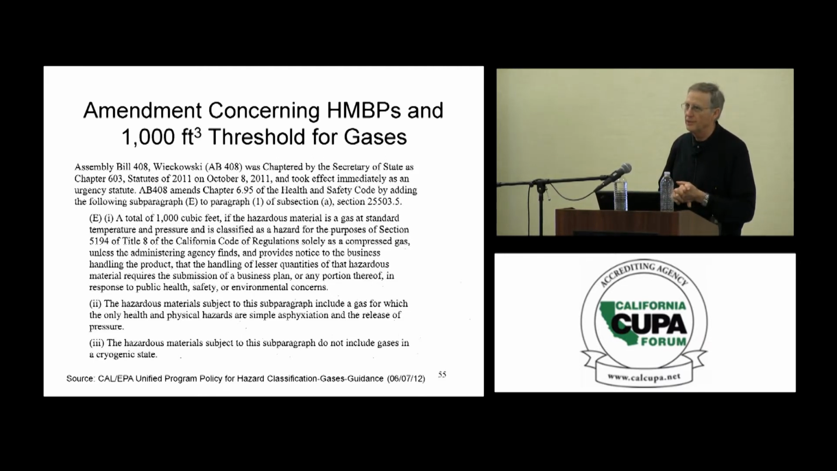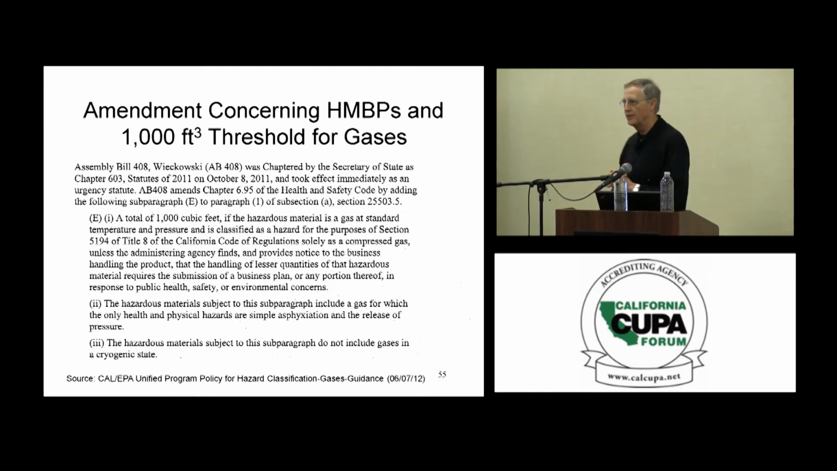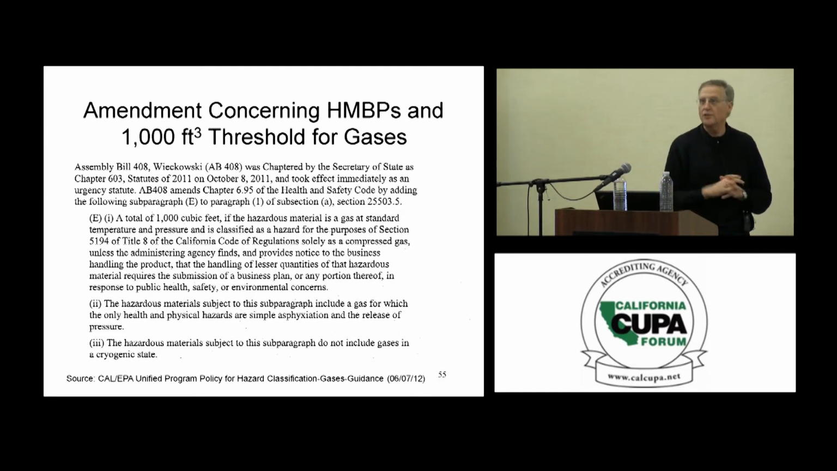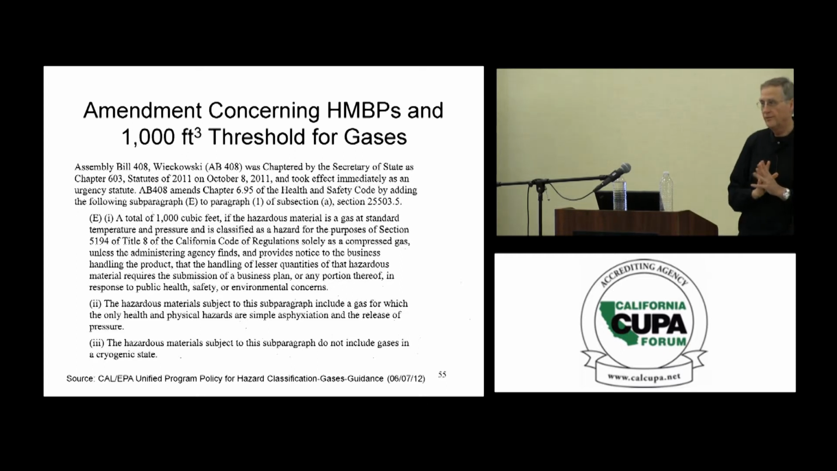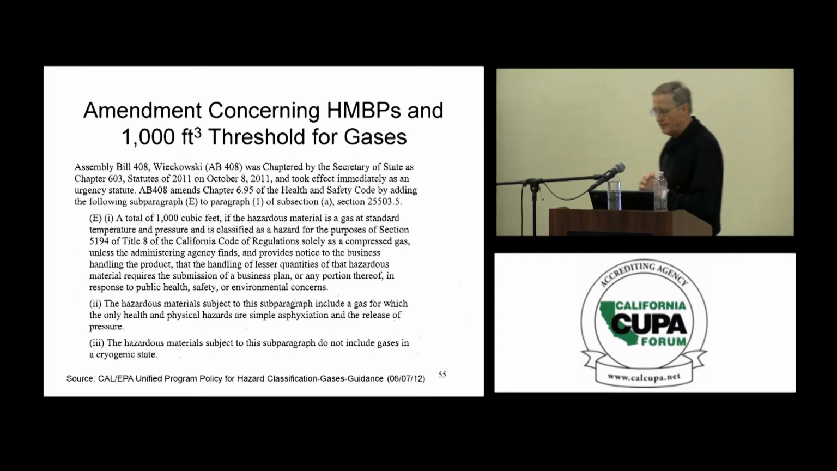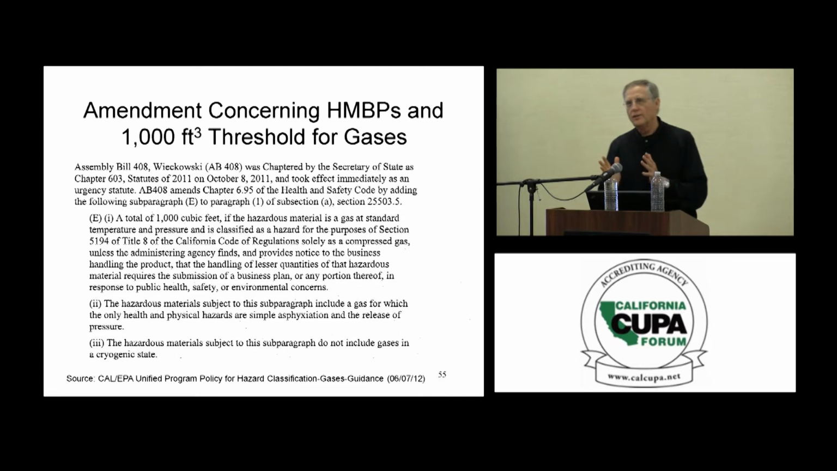Now, there were some amendments made concerning HMBPs recently, raising the threshold for gases to 1,000 cubic feet at standard temperatures and pressures, right? And one of the reasons to be able to exclude is if you have an asphyxiant gas, and it is only an asphyxiant. CO2 is more than just an asphyxiant, so it does not fall under this.